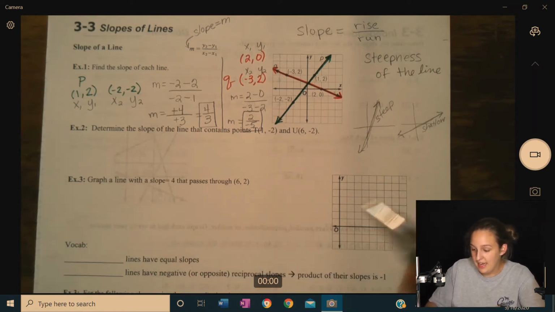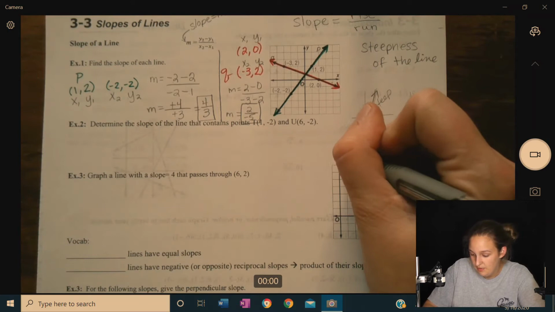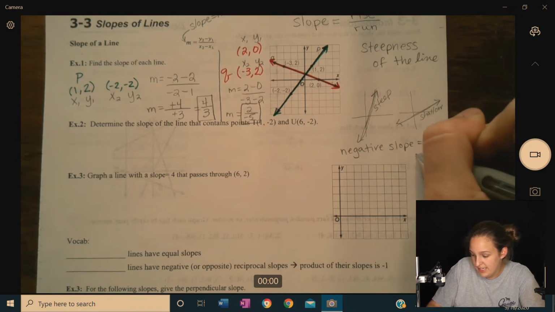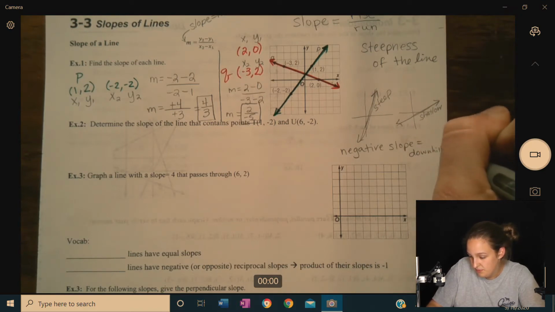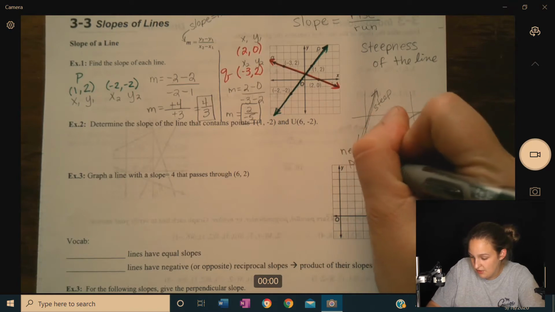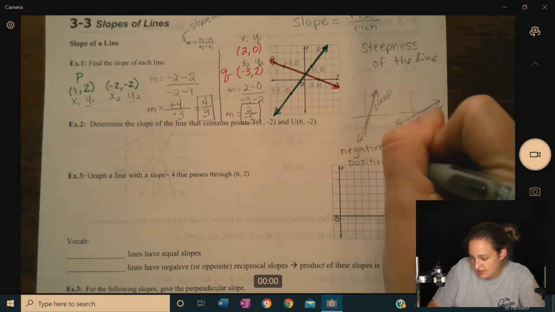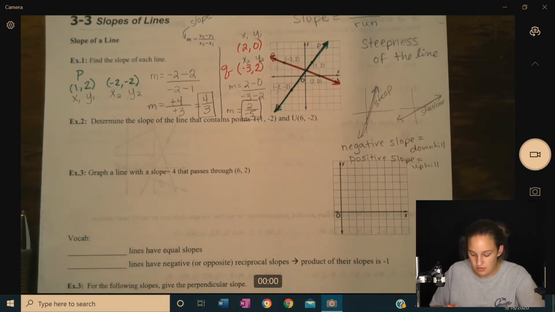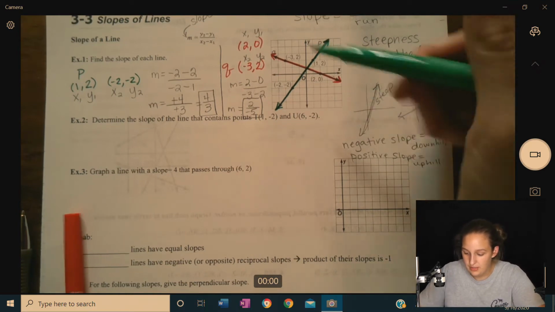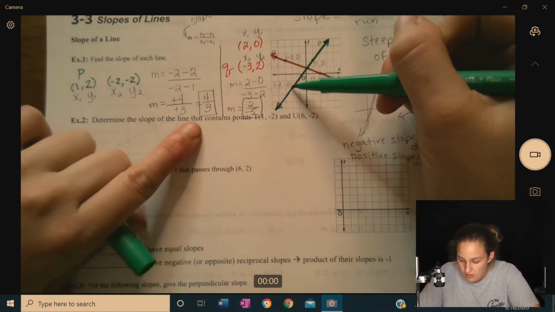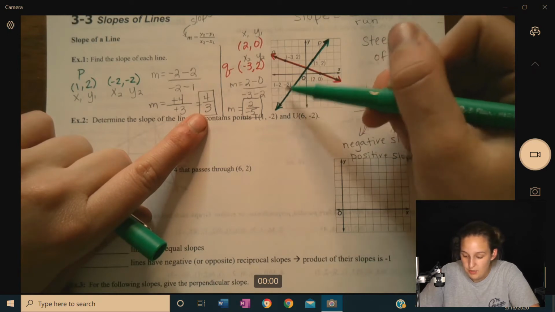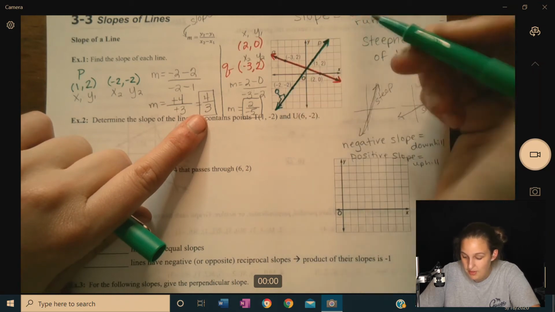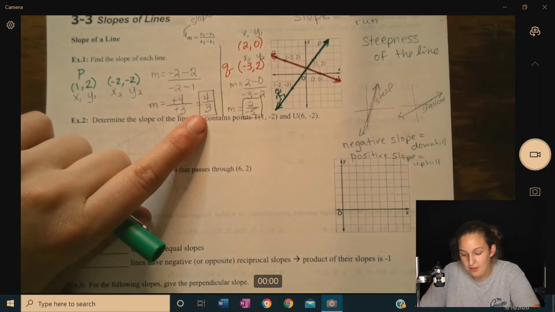So a negative slope is going downhill. A positive slope is like going uphill. So notice with the green one, our green line, line P, it is a positive slope. And so if you were going to go from left to right, so if you were going to go up, you're traveling uphill.